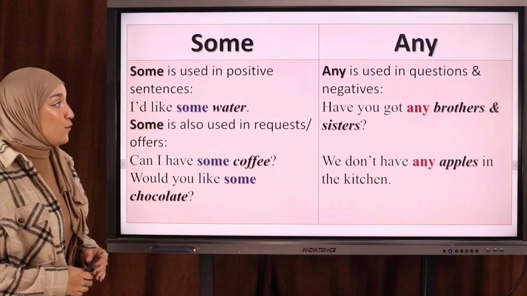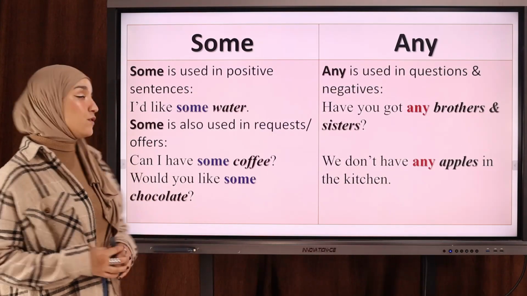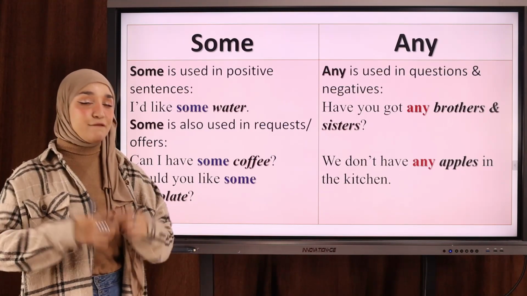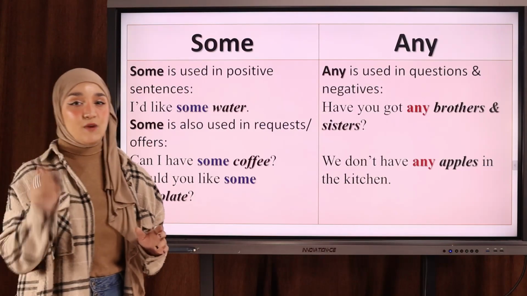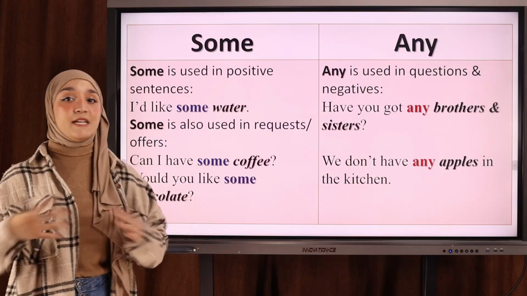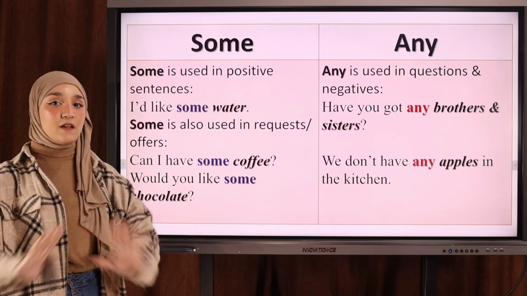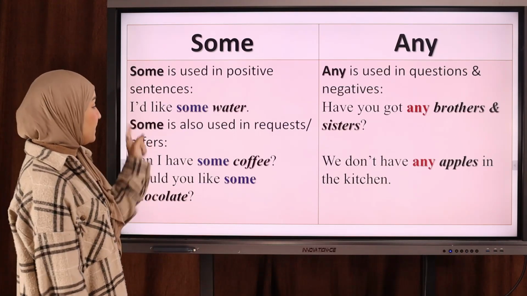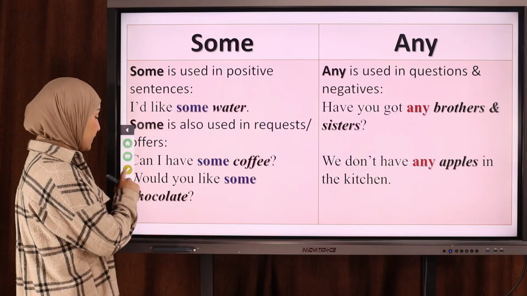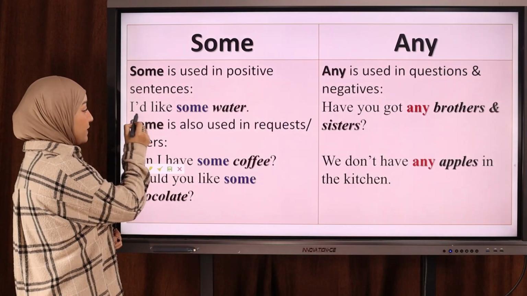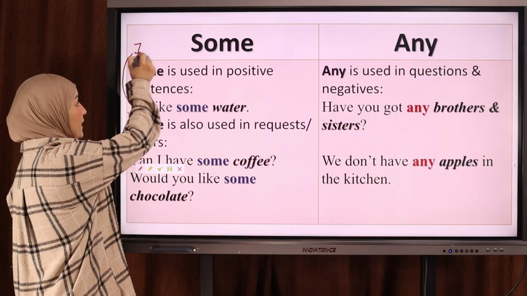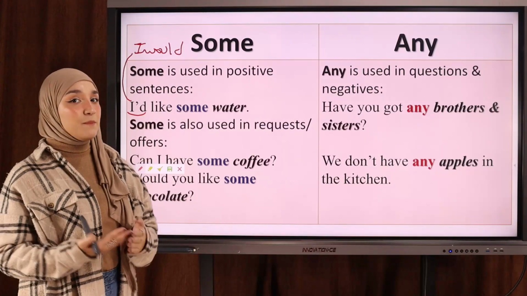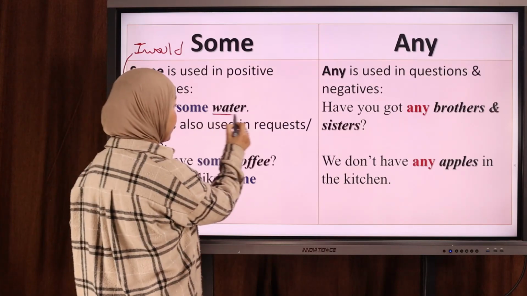So let's talk about how we use them. لنتحدث عن كيفية استخدامهم. So some is used in positive sentences. A positive sentence is affirmative. هي جملة عادية, okay? ليست سؤال, ليست في صيغة التعجب وليست في صيغة النفي. It's just a basic affirmative sentence, okay? Here's an example. I'd like some water. So I'd here هذه contraction I would أريد. I'd like some water. أريد بعض الماء.